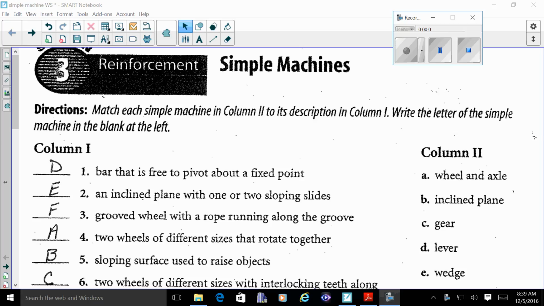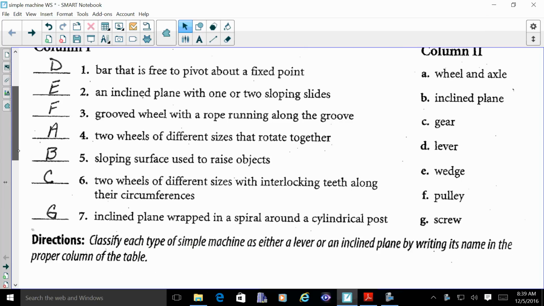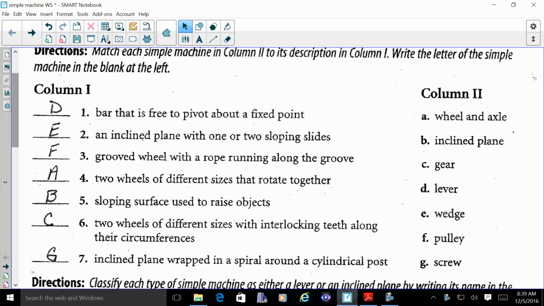A bar that's free to pivot around a fixed point, like we did in class, is a lever. An inclined plane with one or two slopes could be a wedge, like the one you put underneath the door to keep the door open. A grooved wheel with a rope is a pulley, which we're also doing in today's lab, a pulley lab. Two wheels of different sizes, just like on your car, is a wheel and axle. And a sloping surface is naturally an inclined plane.